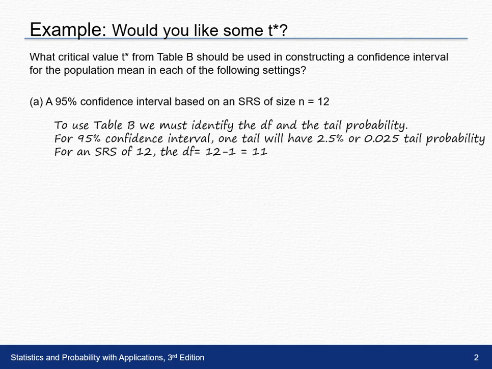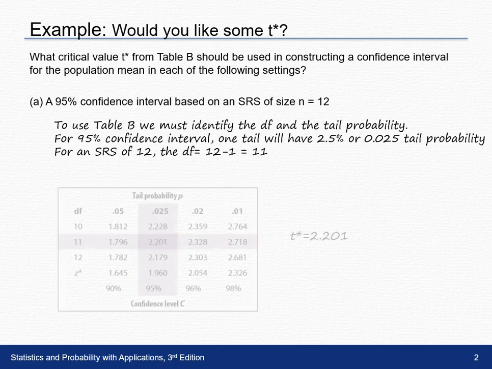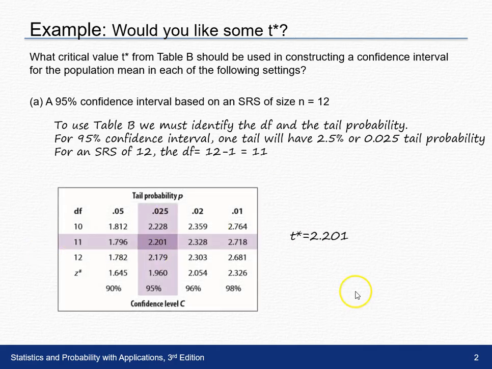So our degrees of freedom, like I said before, is your sample size minus 1, so it's 11. For a 95% confidence interval, one tail is going to have 2.5% or 0.025 as a tail probability. Using those two values and looking along the margins of Table B, where those two overlap, you can see the critical value is 2.201.